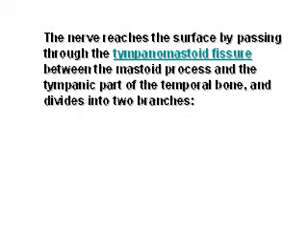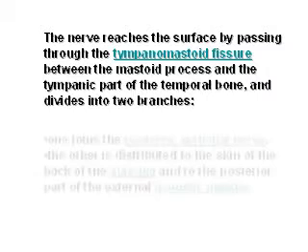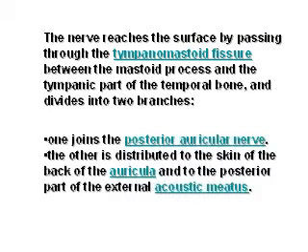The nerve reaches the surface by passing through the tympanomastoid fissure between the mastoid process and the tympanic part of the temporal bone. After that, it divides into two branches. One joins the posterior auricular nerve and the other is distributed to the skin of the back of the auricle and to the posterior part of the external acoustic meatus.